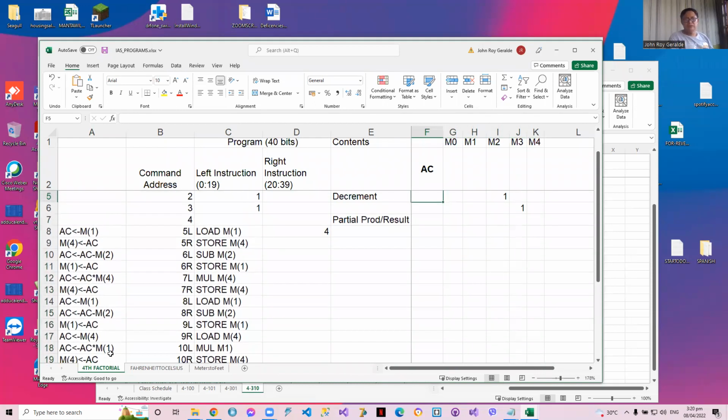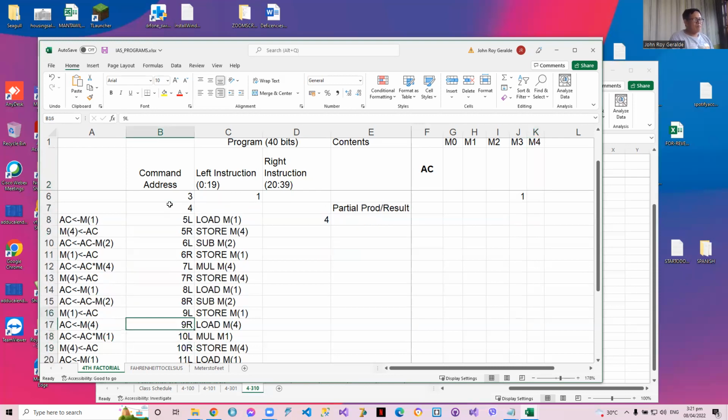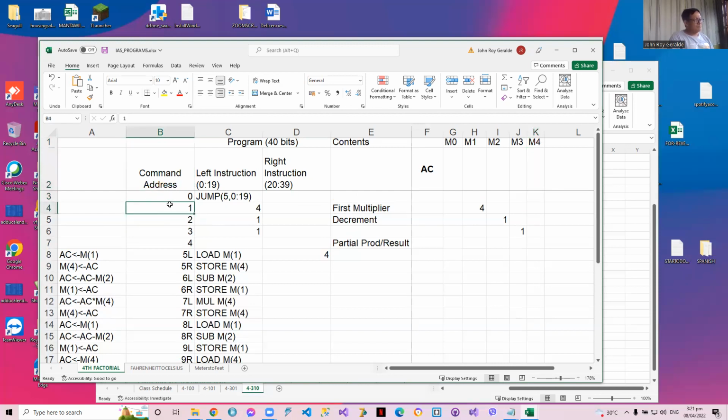Can you see my worksheet, everyone? Yes, sir. Okay. The fourth factorial now. The only difference is we have the memory here as M0, M1, M2, M3, M4. We have the instructions here, and the instructions and data are in the same memory. They come in different addresses. Usually in a program, data is stored first, followed by the code. The area which contains data is called the data segment, and the area which stores the instructions is called the code segment. Now the first command in a program should jump to the first instruction in the code segment, like in this case, jump 50 to 19.